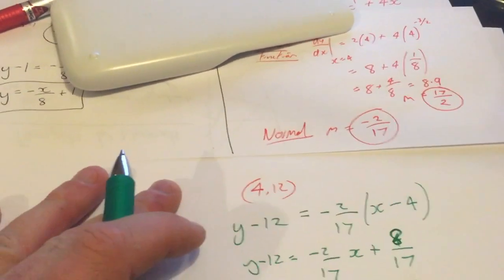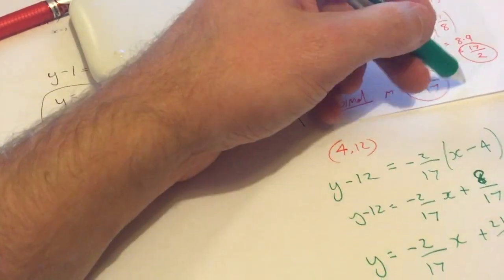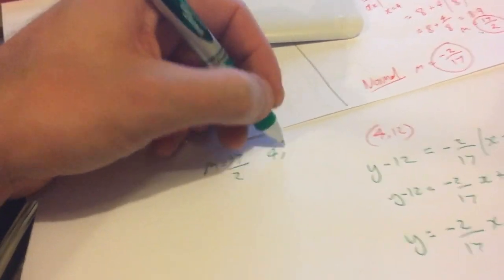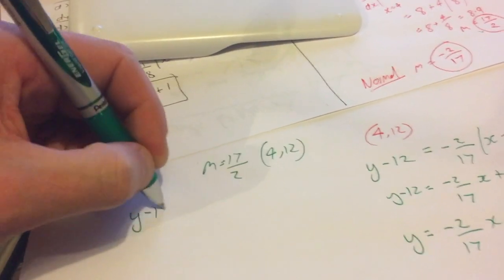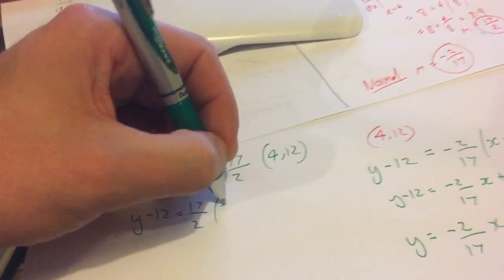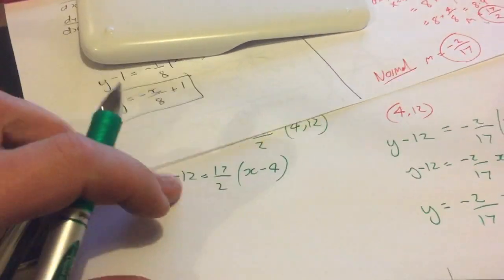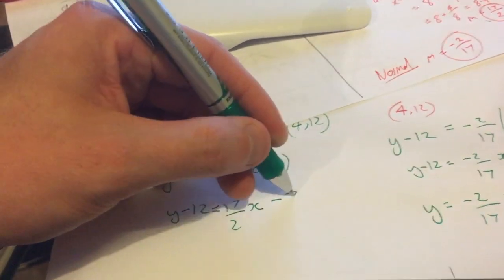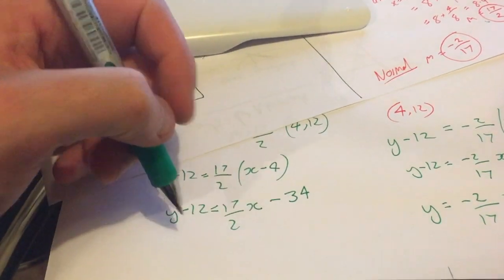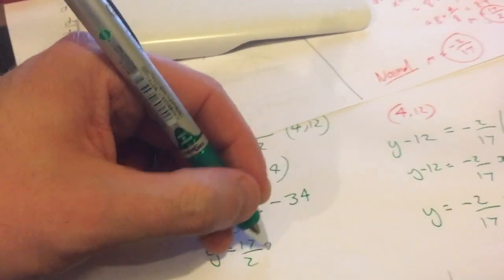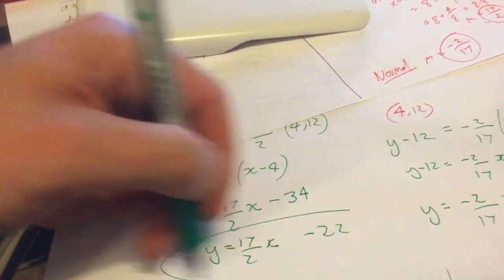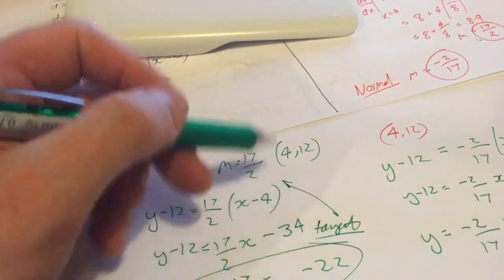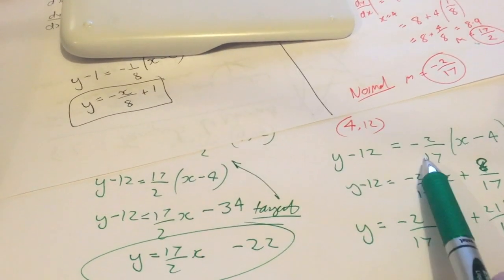Cool. We can do the same thing to find the tangent as well. So the tangent is going to have the correct gradient over there. So m is 17 over 2. And we got (4, 12) at that point. So y minus 12 equals 17 over 2, x take 4, which if you work it out is going to give us minus 34. Add 12, so we get y equals 17 over 2 x minus 22. So there's our tangent because we use the same gradient. And there's our normal because we use the negative reciprocal gradient.